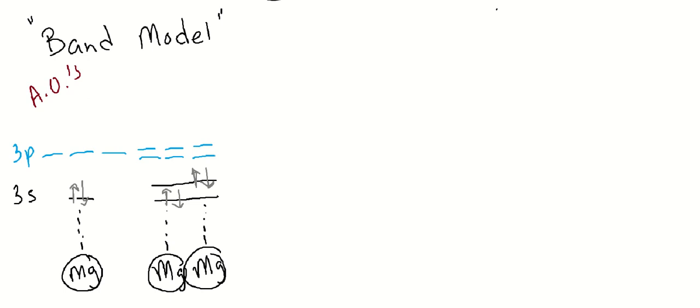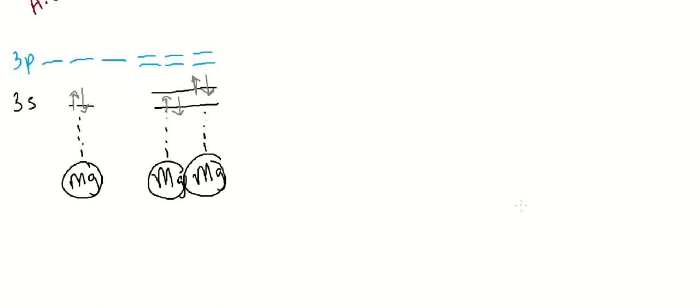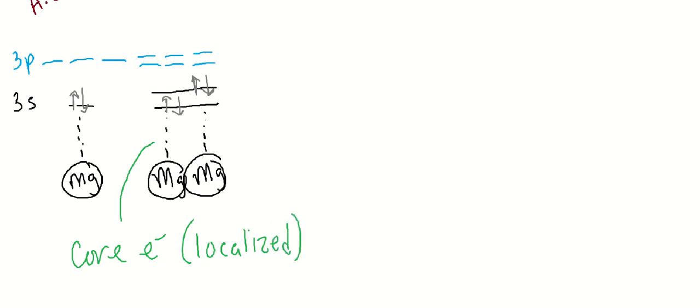This might be a good time to clarify something. These guys in here, I don't spend time drawing them because they're core electrons, and they are localized. All right, they're not allowed out. They can't go walk around the block. They're stuck there. They stay home, and they're attracted to the nucleus. That's probably all I should have said.